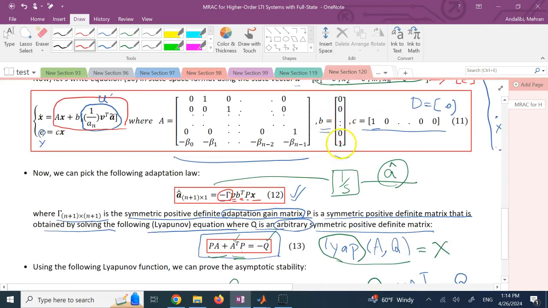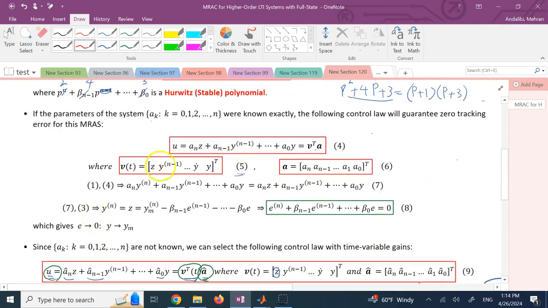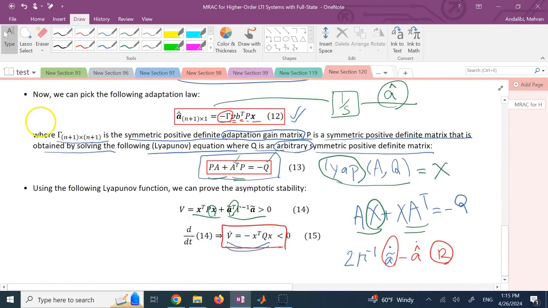B is this format, so in this case it's just going to be a 0 and a 1 because the system is order 2. V here, remember the definition of V, you need Z, and in this case y dot and y, right? So it's going to be Z, y dot, and y. Transpose of that is V. And remember we have y and y dot, we already formed Z, so we can get V. P, everything is known. The only thing we need to solve for is P.